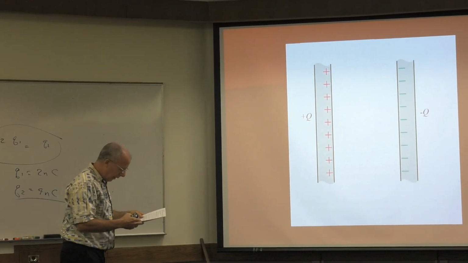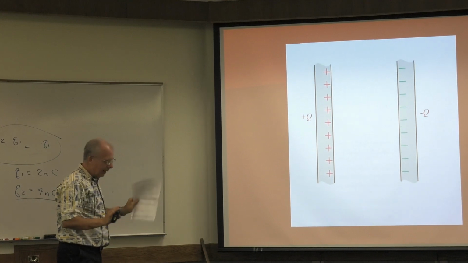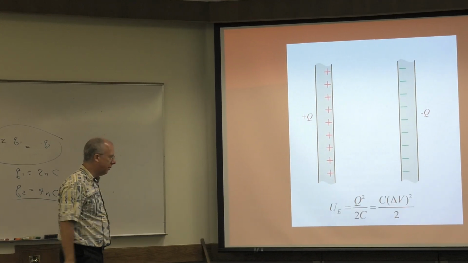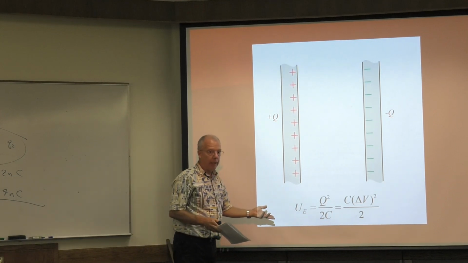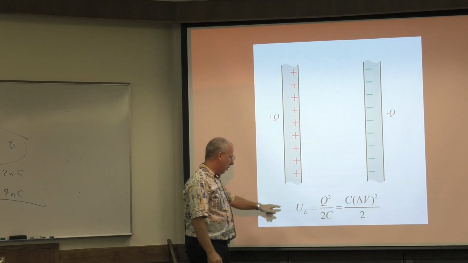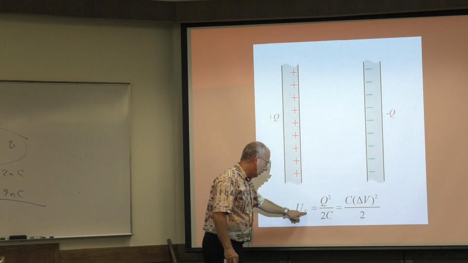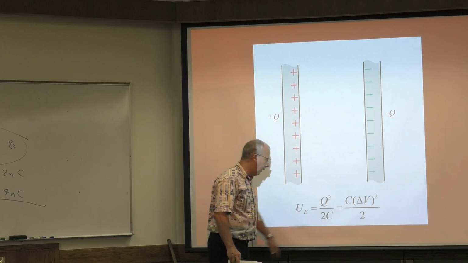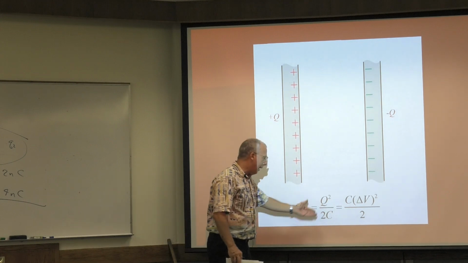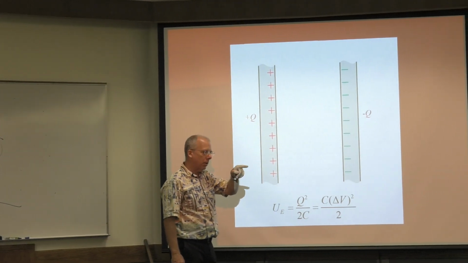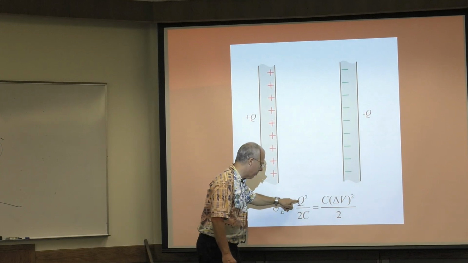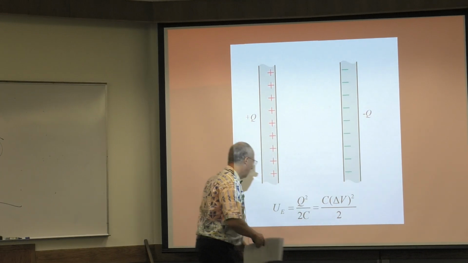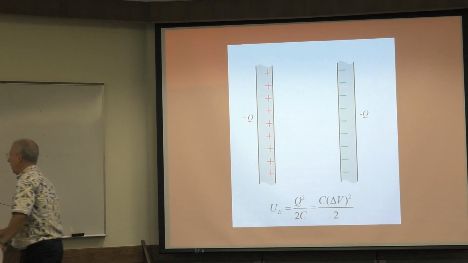Okay, so this is just a formula. This is how much energy is stored in a capacitor. The electrical energy stored in a capacitor is Q squared over 2C. And if you don't like that, you can just say that Q equals C delta V, so you can just substitute and use that formula. That's what I'm saying.